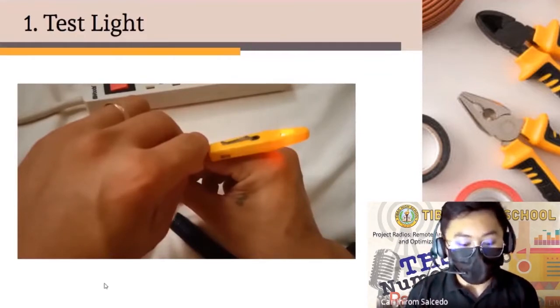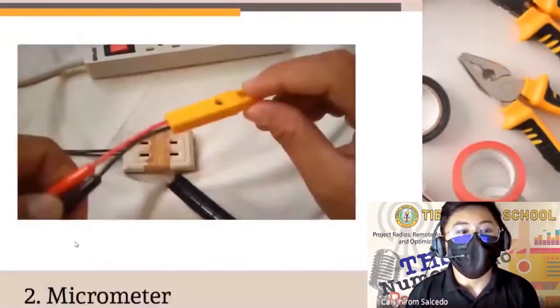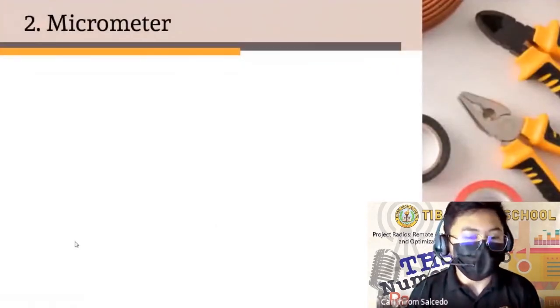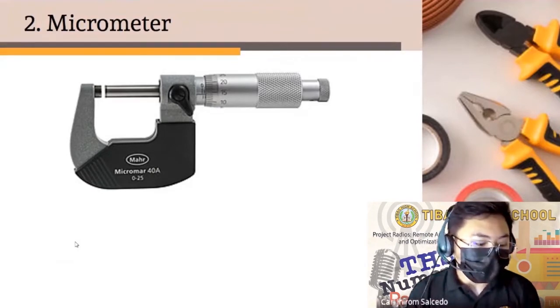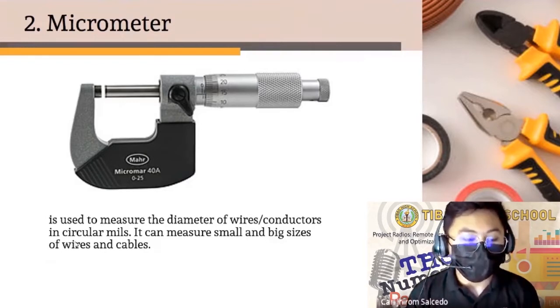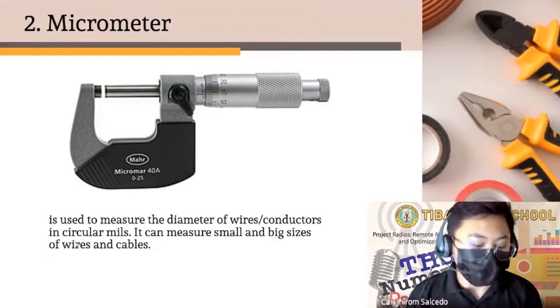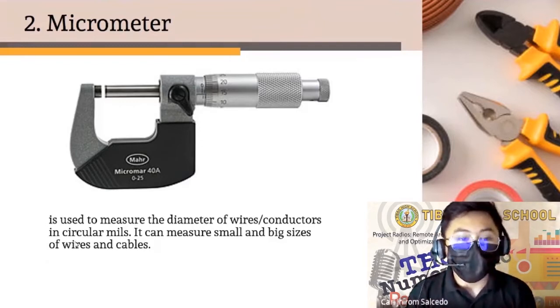Okay? Are we clear on test light? Great. Now for the next tool, we have the micrometer. So ganyan naman ang itsura ng isang micrometer. And a micrometer is used to measure the diameter of wires or conductors in circular mills. So it can measure small and big sizes of wires and cables. And I have here a video on how to use the micrometer.